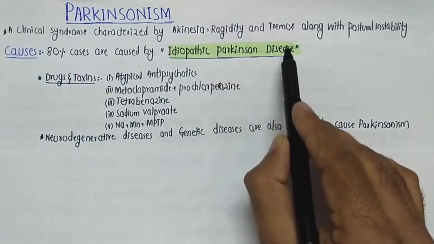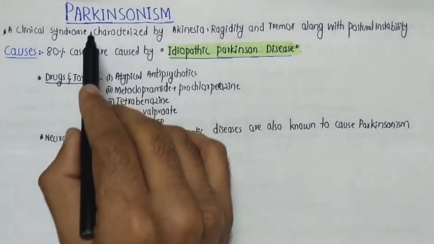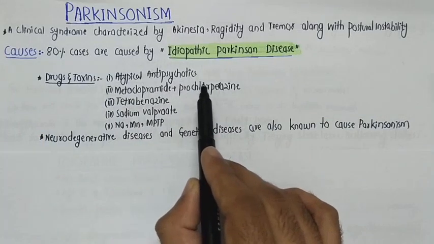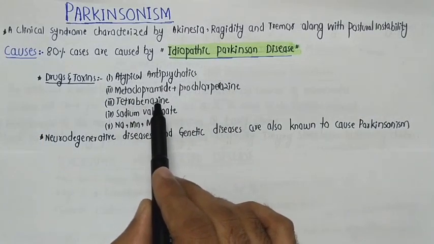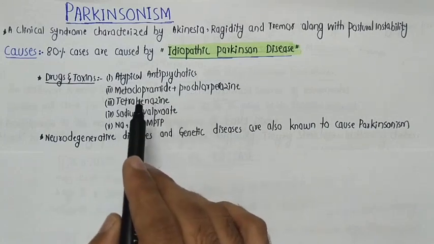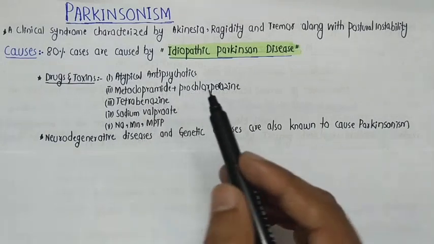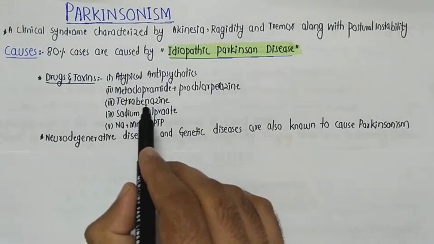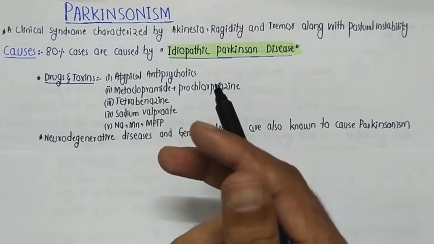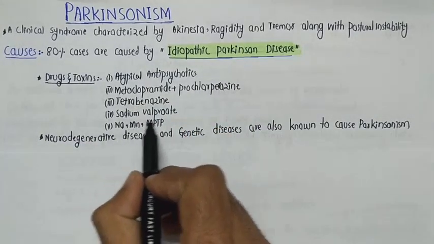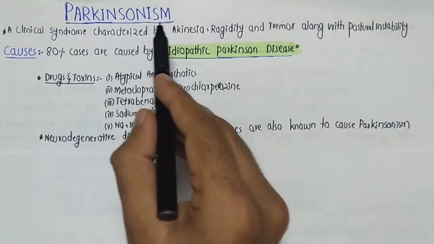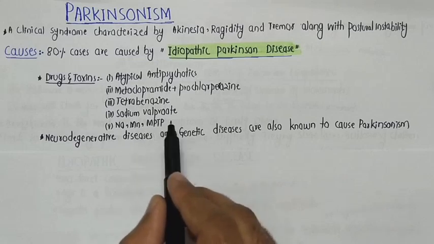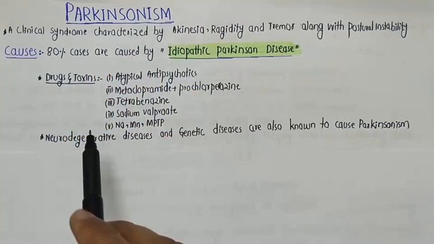Besides Parkinson disease, there are other causes of Parkinsonism as well, like the atypical antipsychotics, metoclopramide and prochlorperazine, and tetrabenazine, which we discussed in Huntington disease, which depletes the excitatory neurotransmitters in the brain, relieving the choreiform movements, the hallmark of Huntington disease. Sodium valproate is also known to cause Parkinsonism. Manganese and MPTP are also known to cause Parkinsonism.